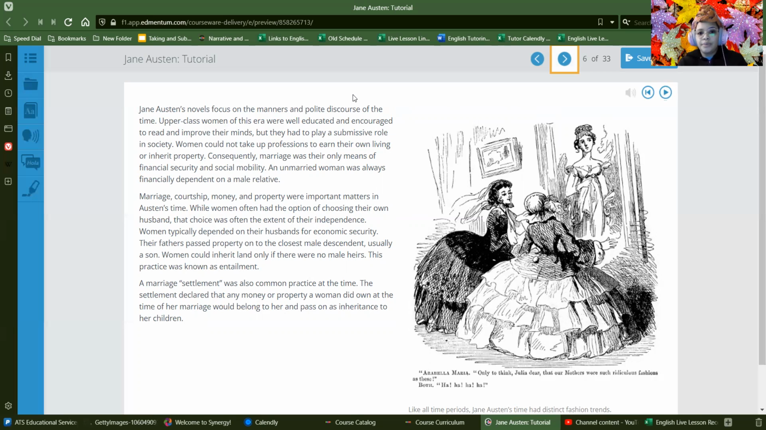So we get a little more explanation about how that worked in this slide as well. They tell you here that women had to depend on their husbands for economic security. This is because fathers passed on property to the closest male descendant, usually a son, but sometimes a nephew or something like that. Women could only inherit any money or property at all if there were no male heirs, so if they were all dead, or if a family was just all women. And the practice of this was known as entailment.